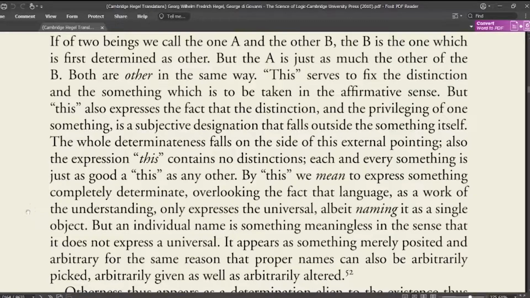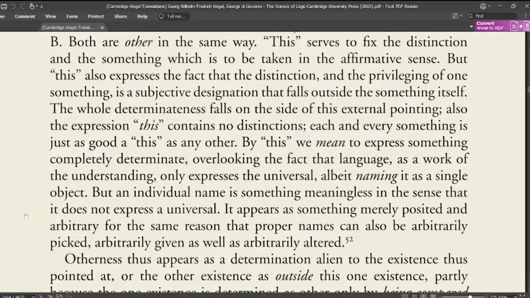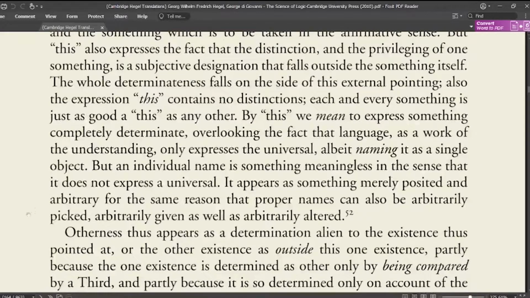Each and every something is just as good a this as any other. By this, we mean to express something completely determinate, overlooking the fact that language, as a work of the understanding, only expresses the universal, albeit naming it as a single object. But an individual name is something meaningless in the sense that it does not express a universal. It appears as something merely posited and arbitrary for the same reason that proper names can also be arbitrarily picked, arbitrarily given, as well as arbitrarily altered.